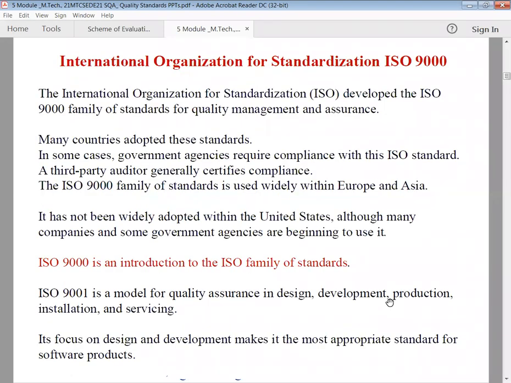The International Organization for Standardization is called ISO. ISO is an international standardization organization. It has different versions, with numbering like 9000, 9001, 9015 and 2015.